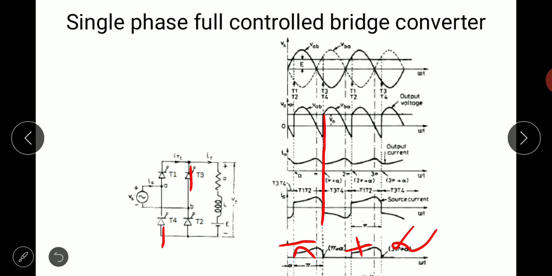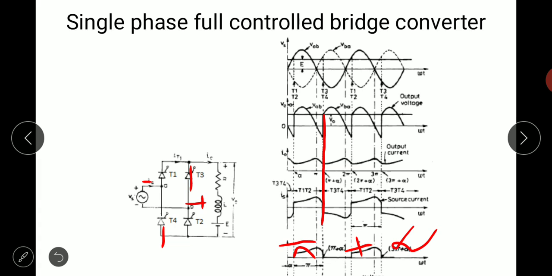So let us see what will happen. We know that the supply is negative, that means this is negative. Now this is positive and this is negative. Supply has reversed. So T3 and T4 are forward biased. They will offer low impedance. And vice versa, T1 and T2 will be reverse biased. That means T1 and T2 will offer higher impedance.